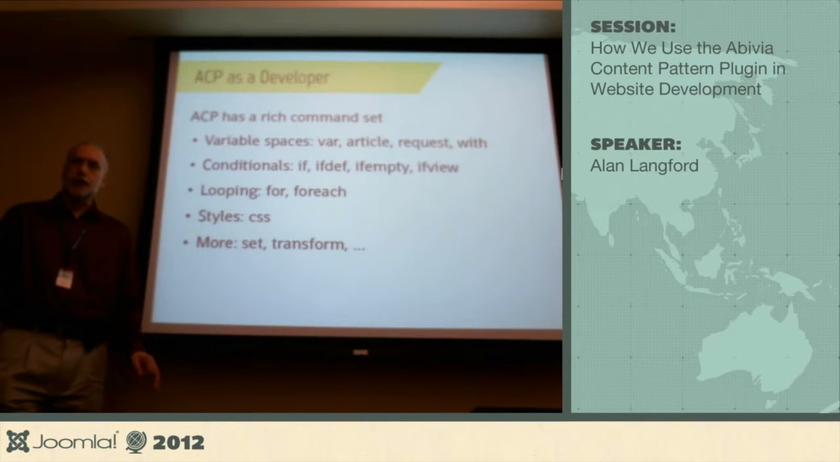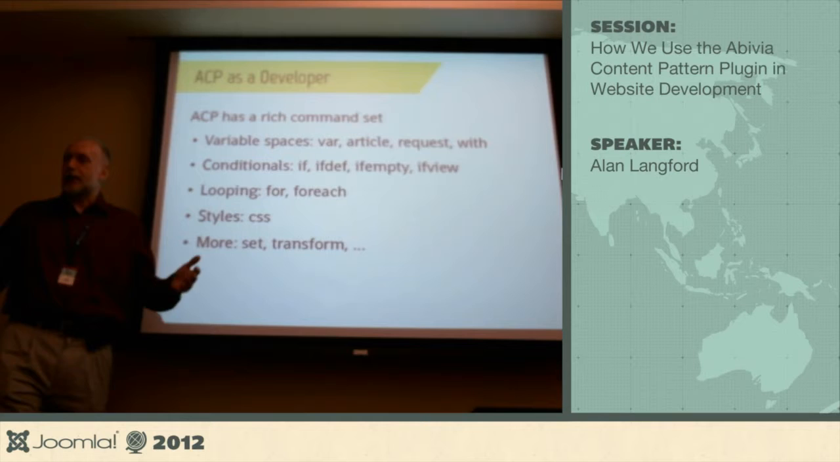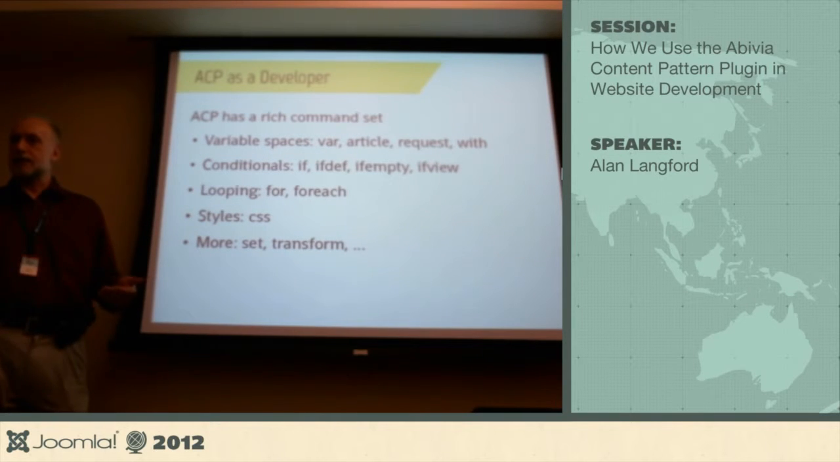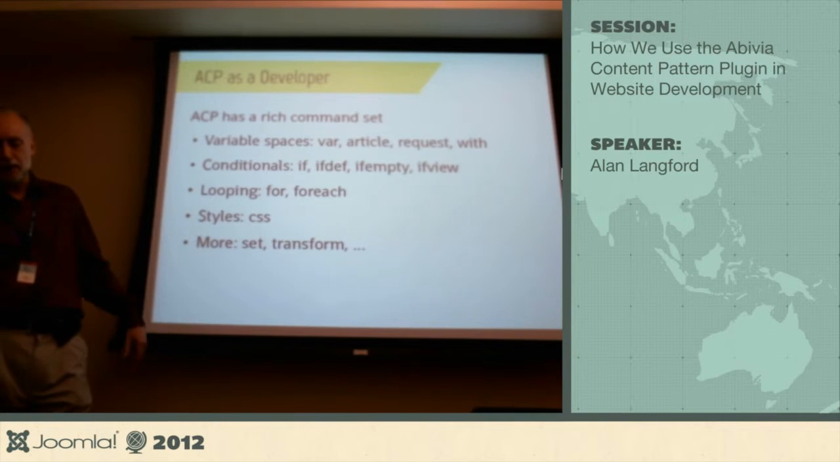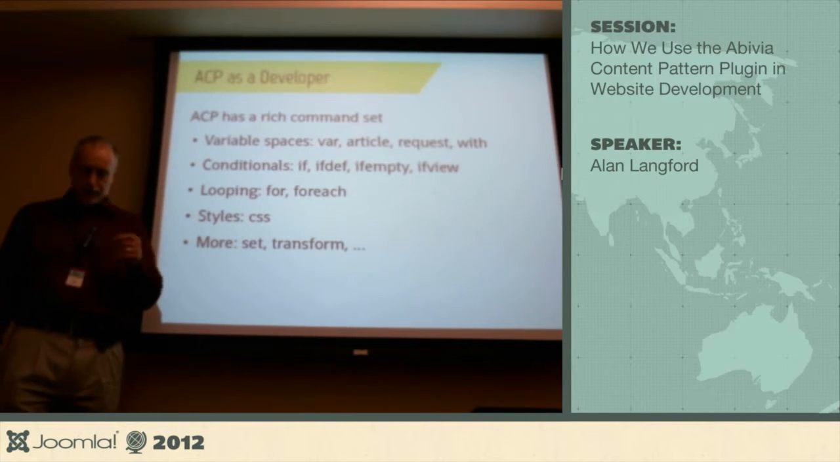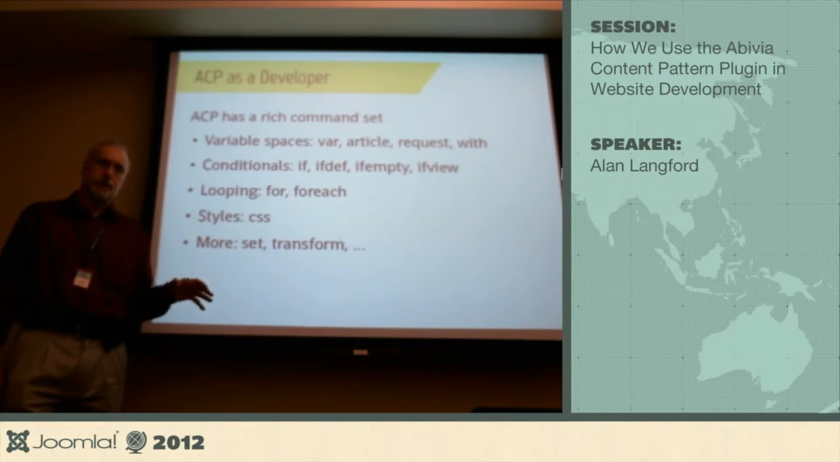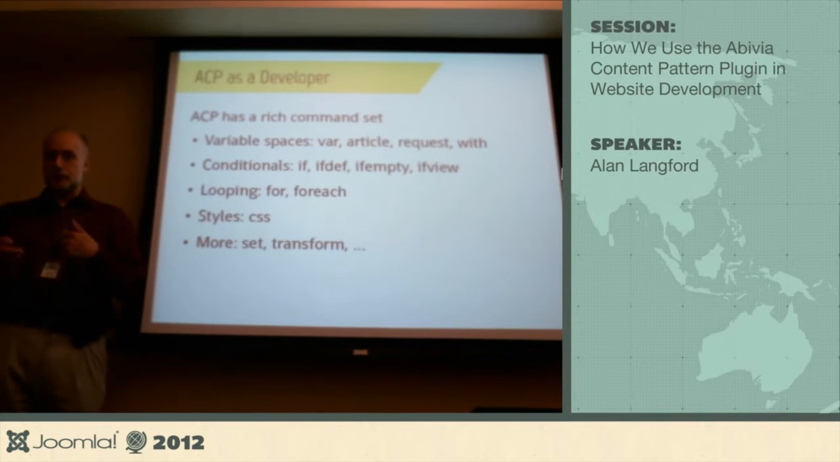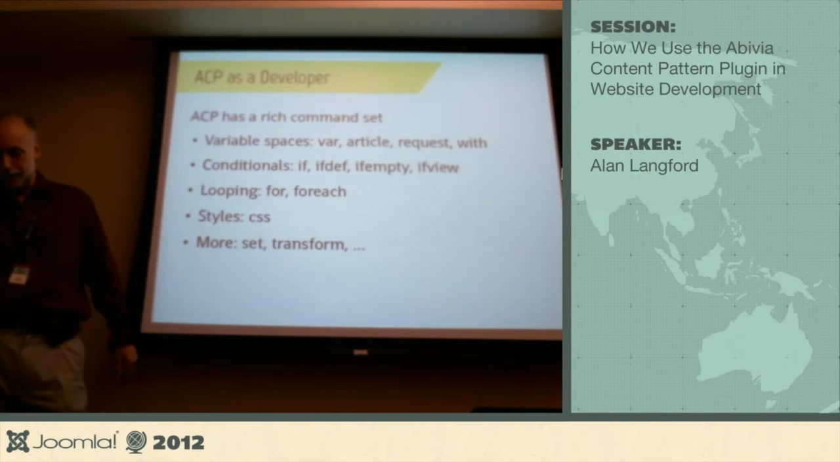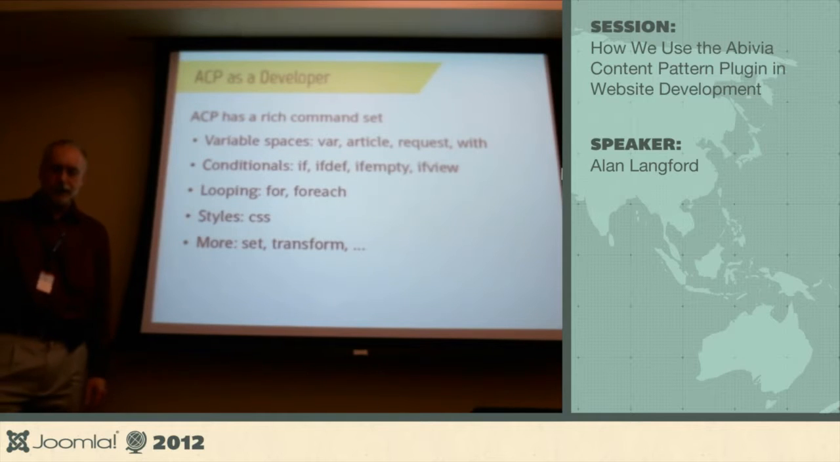The request space pulls out information from the actual page request. So if there are parameters in the page request, whatever they happen to be, you can access them, and you can do things based on some variation in the URL. The width space is like the article space, except it's for the article that's currently being included in a width command, and I'll show an example of that.